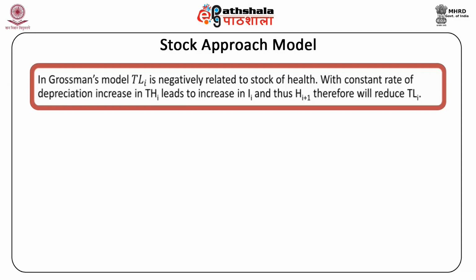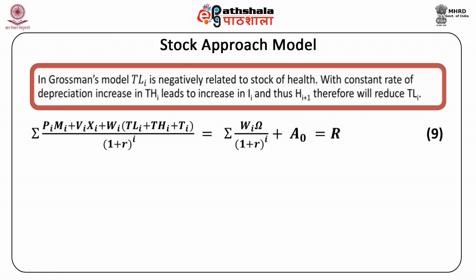Substituting 7 in 6, we get the full wealth constraint as summation Pi Mi plus Vi Xi plus Wi in bracket TLi plus THi plus Ti upon (1 plus r) raised to the power i is equal to summation Wi omega upon (1 plus r) raised to the power i plus A0, equation 9. Equation 9 states that full wealth is equal to initial wealth.